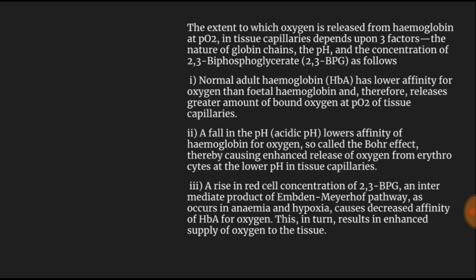Now, the extent to which the oxygen is released from the hemoglobin is dependent upon three factors: the nature of the globin chain, the pH, and the concentration of 2,3 BPG, that is, bisphosphoglycerate. So how the oxygen that is carried from the lungs to the tissues dissociates is dependent upon these three factors. First, the nature of the globin chain, that is, how strong or how weak the bond is between the hemoglobin molecule and oxygen.